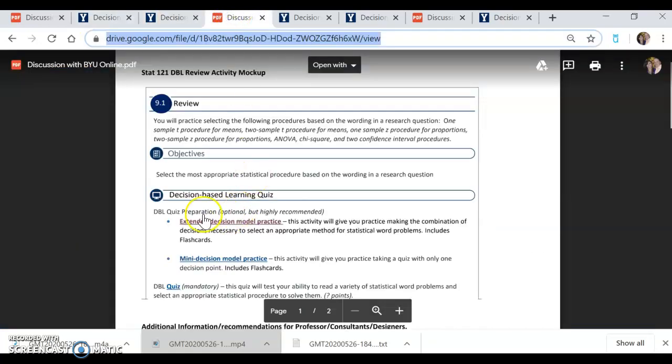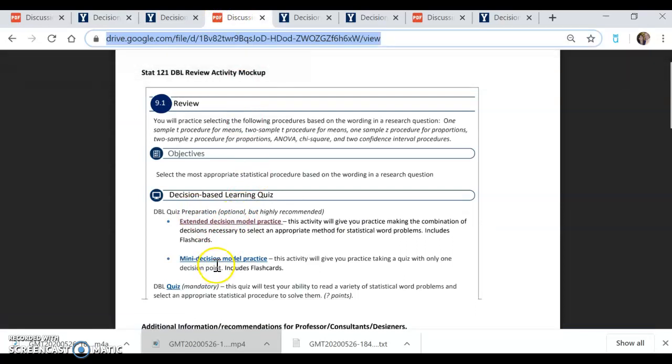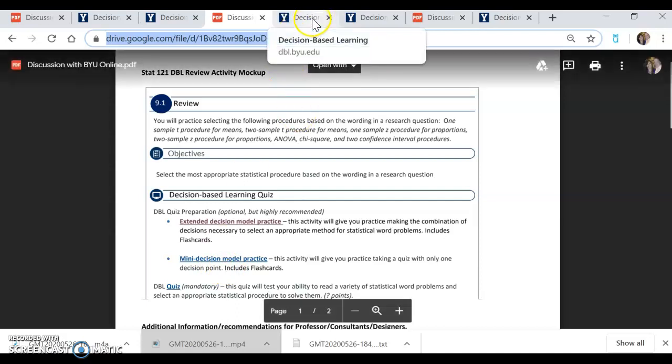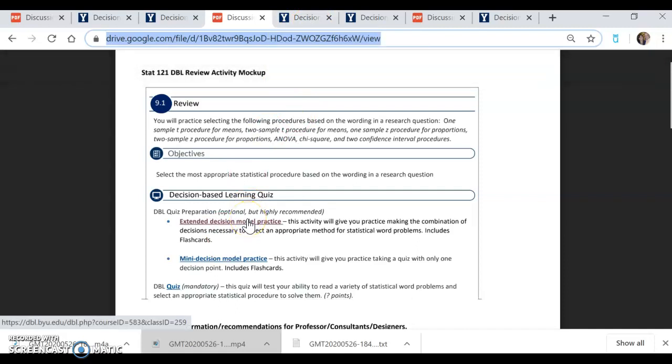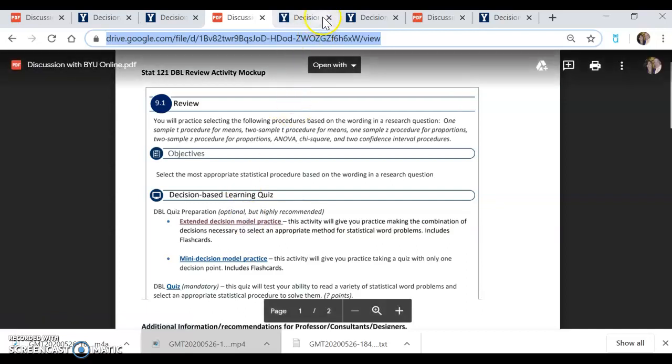Then, once they have finished this part, they can come to the mini decision model practice. And this really is like a practice quiz. This is what the quiz will look like within DBL. And that's something that we hadn't thought of before. We thought the quiz would be outside of DBL. I'll show you here in a minute how it can be used inside of DBL.